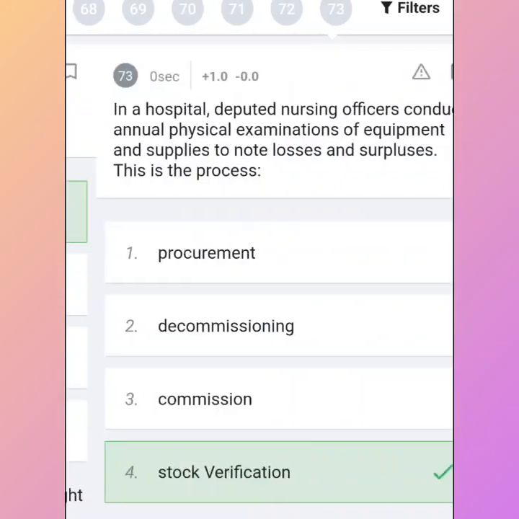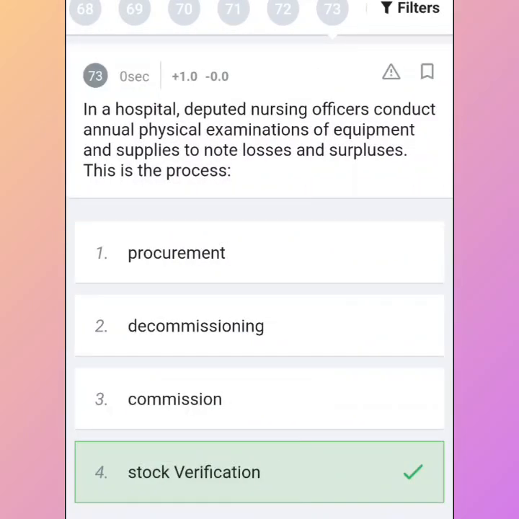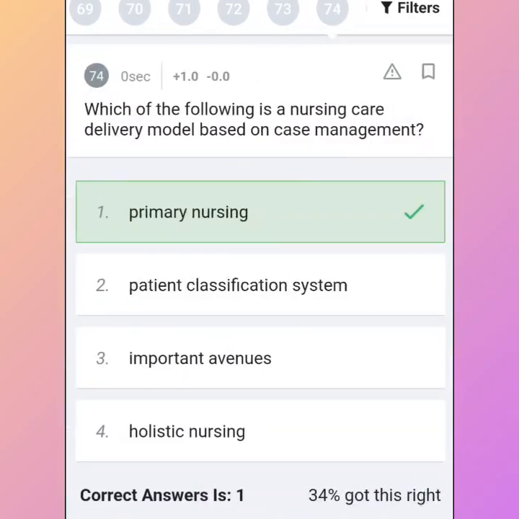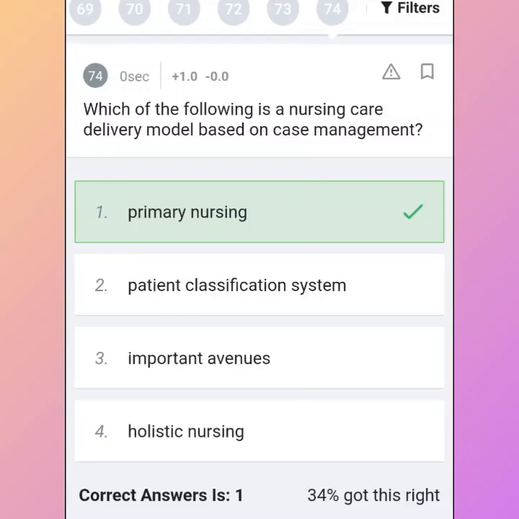Which nasal structure cleans and moistens the air entering the nasal cavity? Option first, concha. In a hospital, a deputed nursing officer conducts an annual physical examination of equipment and supplies to note losses and surpluses. This process is stock verification. Which of the following is a nursing care delivery model based on case management?